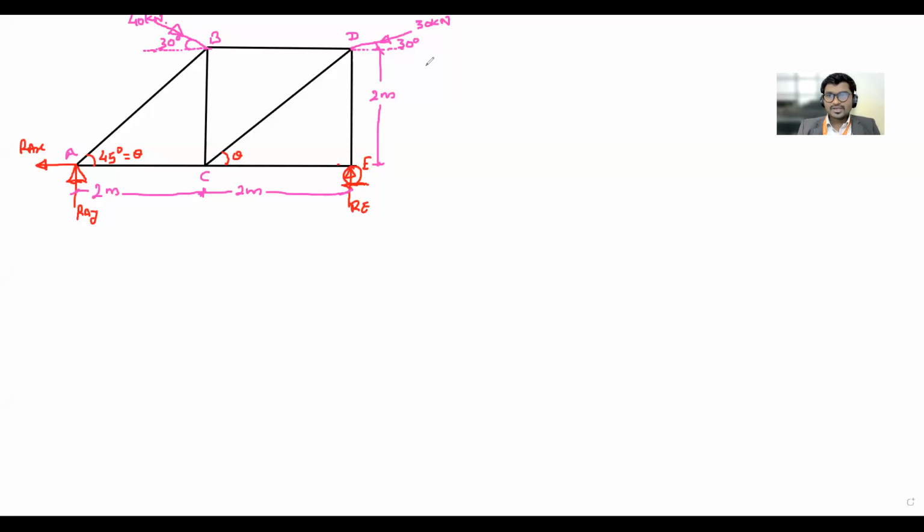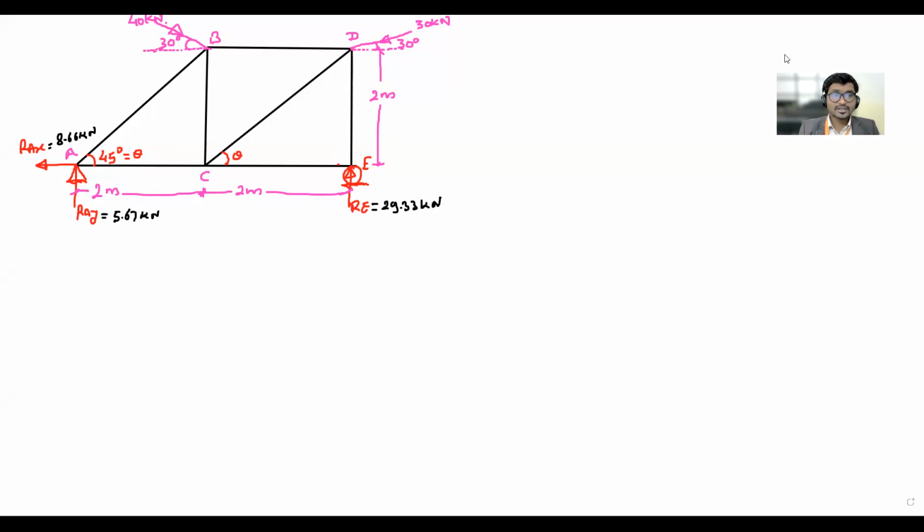So this is yesterday's example which we started. I think we have calculated the reactions. What was RE? 29.33 kilonewton. What about RAY? 5.67 kilonewton. And RAX? 8.66 kilonewton. Okay, great.